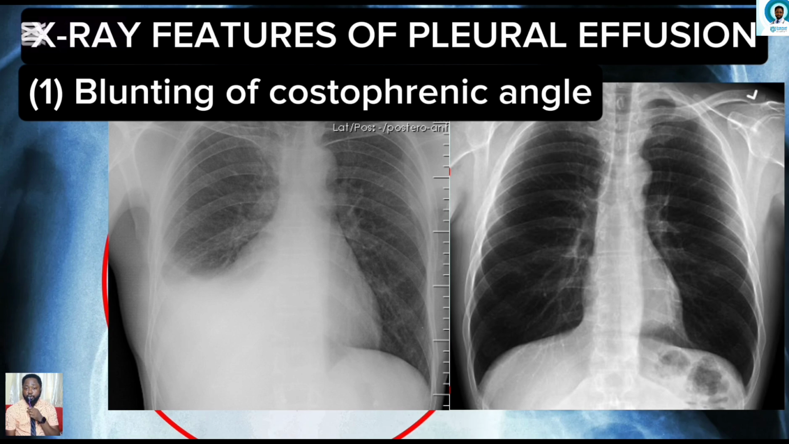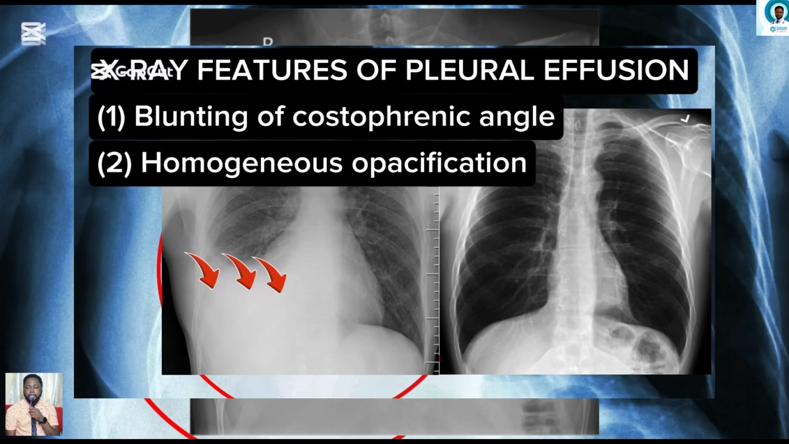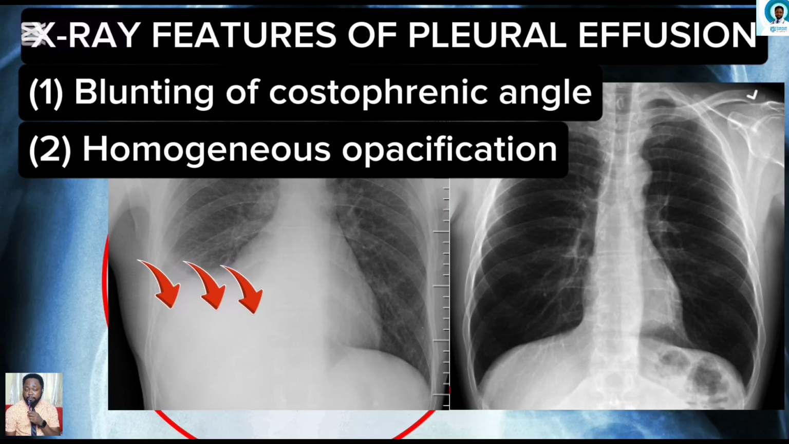Another X-ray feature of pleural effusion is homogeneous opacification. This refers to the replacement of the lung markings by a uniform opacification in the affected hemithorax, as clearly seen in the right hemithorax on the left image. On the right X-ray, you can see that there is no opacification, with the lung markings clearly visible.